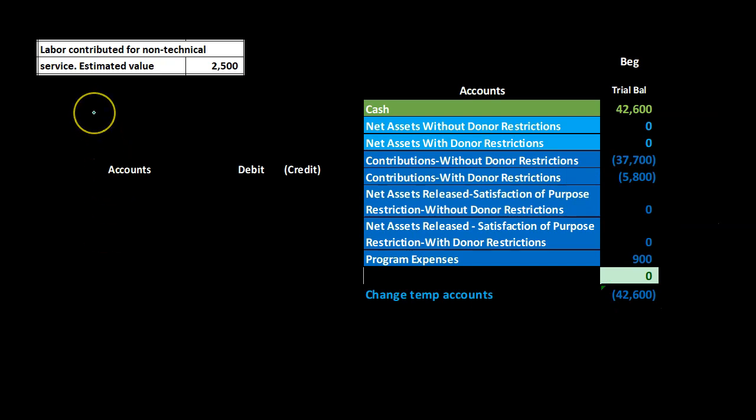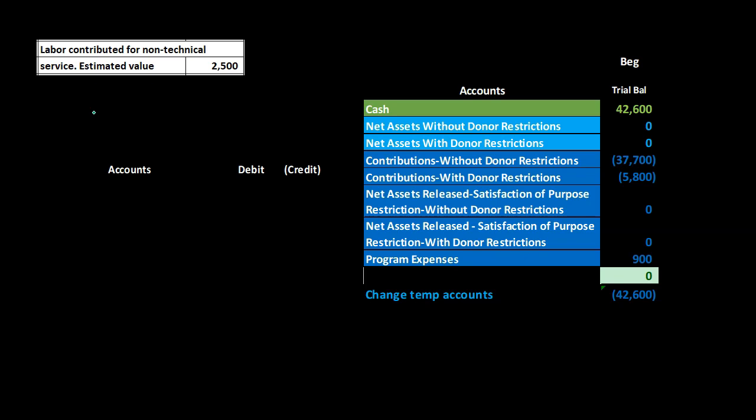Next transaction. We have labor contributed for non-technical service. The estimated value is $2,500. Now, if we're working in a not-for-profit organization, serving meals, we can imagine much of the labor that would be donated to the not-for-profit organization would be in the form of things like preparation, cleaning up the area, and those types of activities.